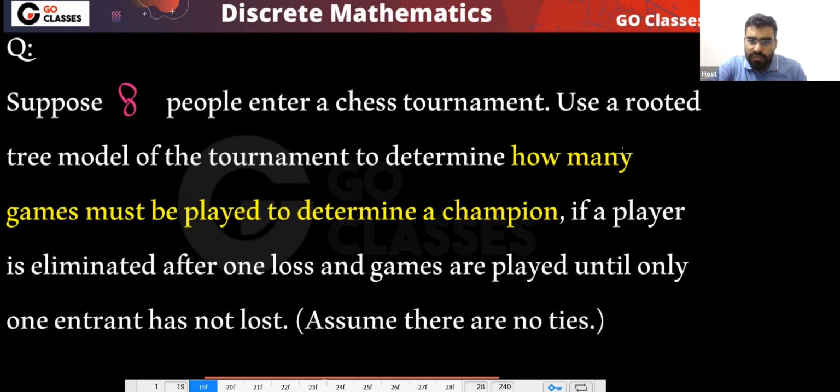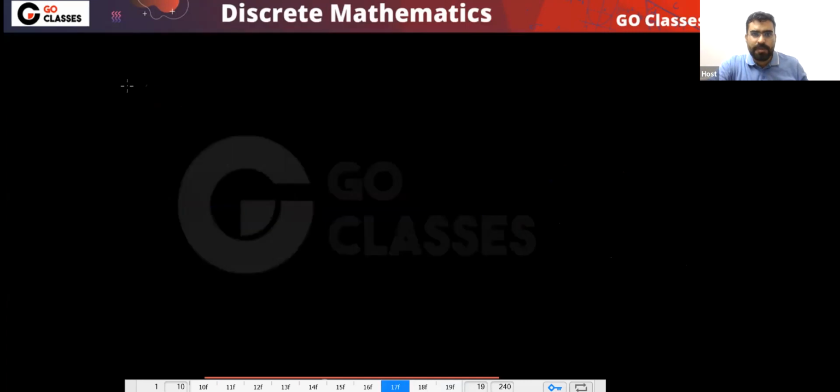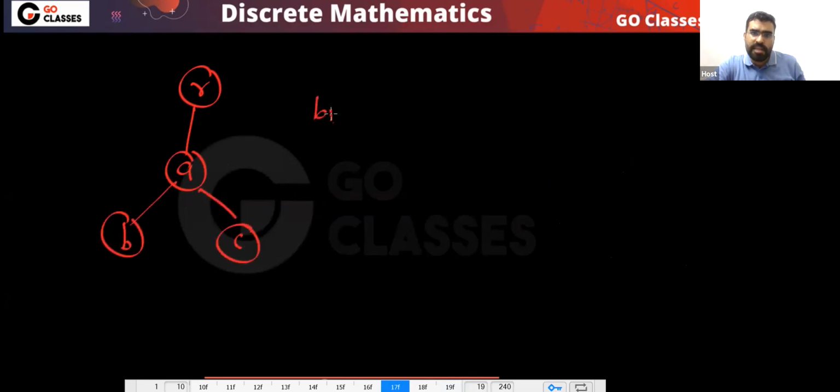Manideep is asking whether the degree of a tree is the highest degree of a node or the degree of the root. That is the highest degree of the node. See, Manideep, tell me, can I say this is a binary tree? The answer is yes, because binary tree means every node has at most 2 children.